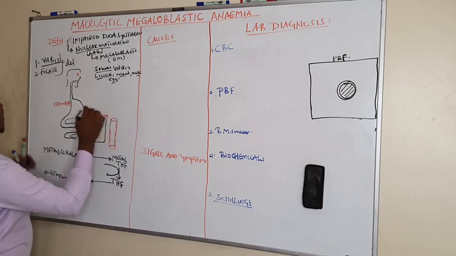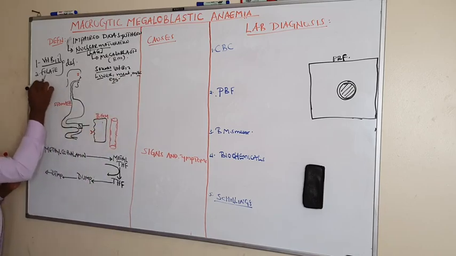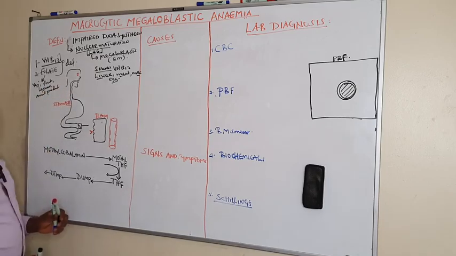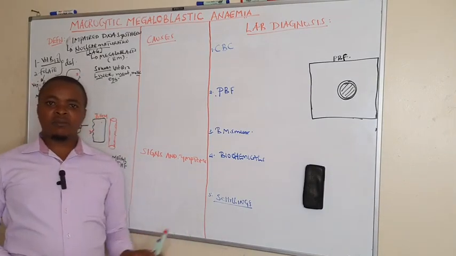Whereas folate can be got from vegetables, fruits, and legumes, and you can also get it from animal products, and so forth. So those are the sources of folate and vitamin B12.